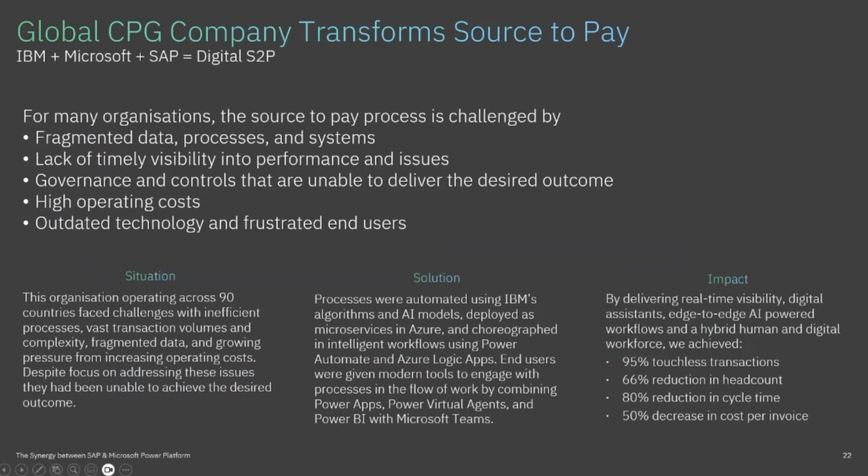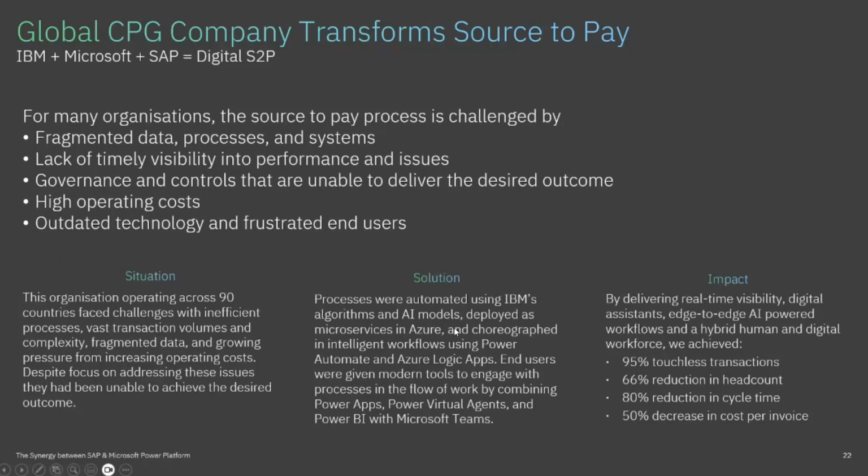So take a look at a customer. This is one of our larger global customers at IBM. You can see they wanted to transform source to pay for the organization. It was fragmented, with a lack of timeliness and visibility. It was across 90 countries. So as I say, it's on the enterprise side, right?